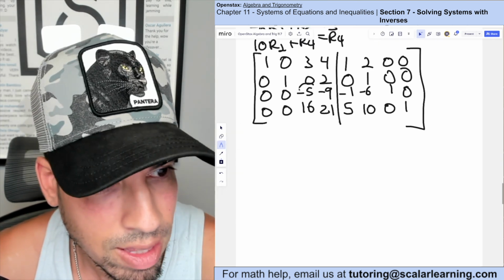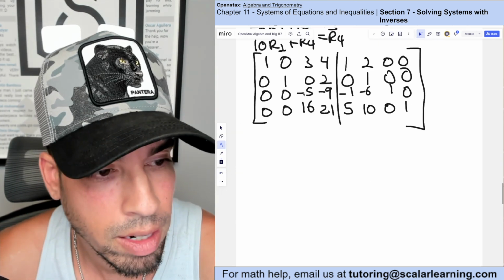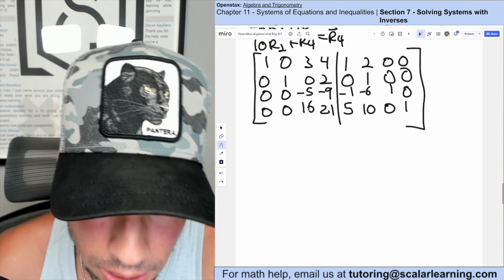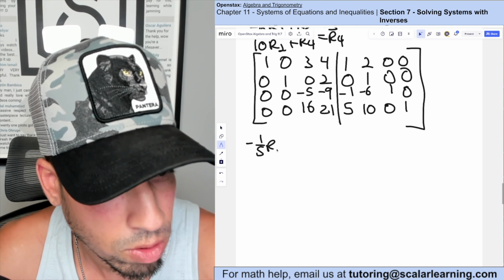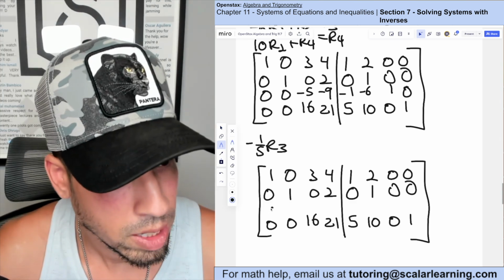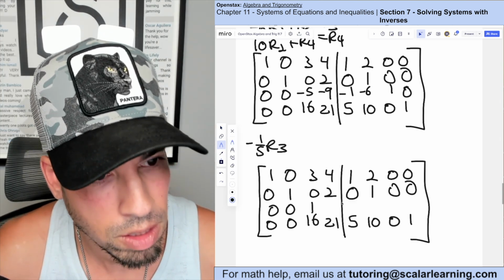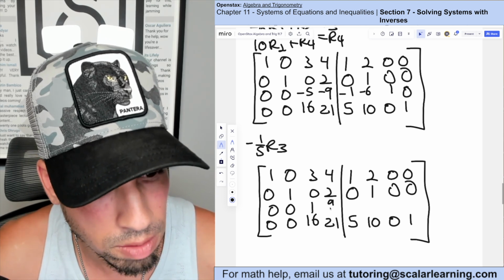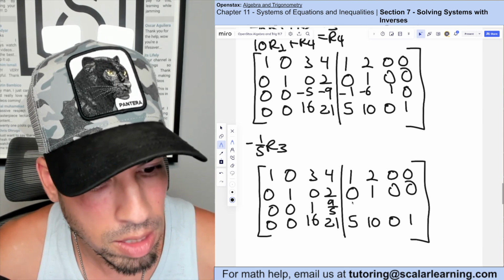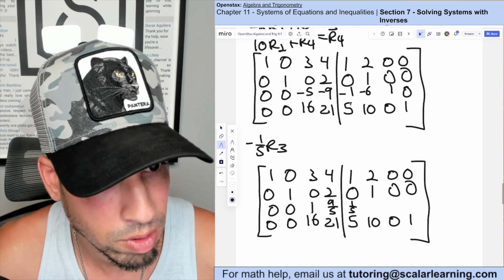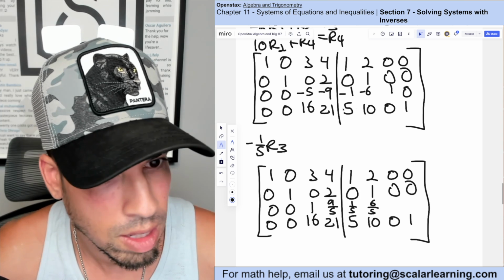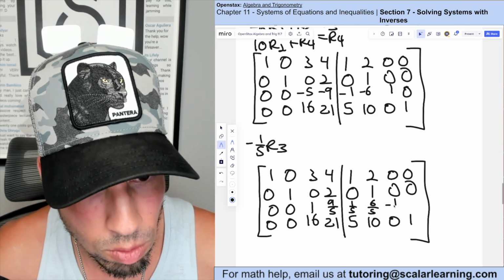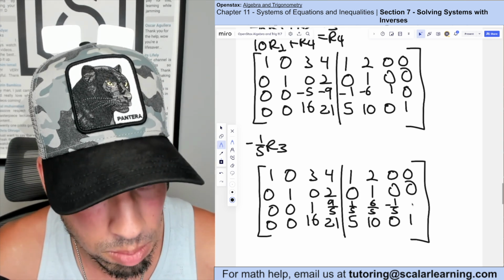Now I got to get this one to a 1. In order to do that, I'm going to multiply the third row by negative 1/5. Okay, so let's write that out now. So we got 0, 0, positive 1, positive 9/5, positive 1/5, right? Negative 1/5 times negative 1. Negative 6 times that is 6/5. And then negative 1/5 times 0 is simply 0.